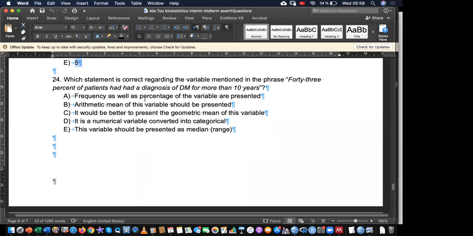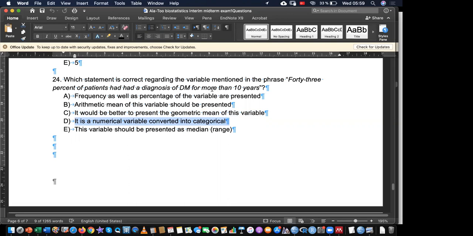Maybe we have some other issues. Which statement is correct regarding the variable mentioned in the phrase 43% of patients had a diagnosis of diabetes mellitus for more than 10 years? Frequency as well as percentage of the variables present? No, only percentage is given. Arithmetic mean is present? No, percentage. It would be better to present a geometric mean? No. Of course, this is a categorical variable. It is a numerical variable converted into categorical.